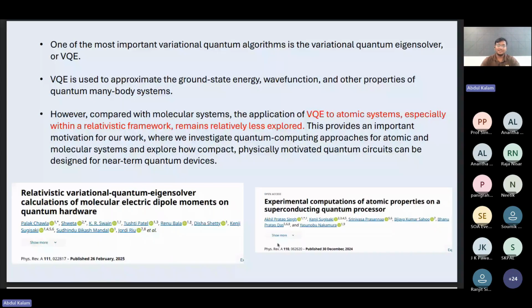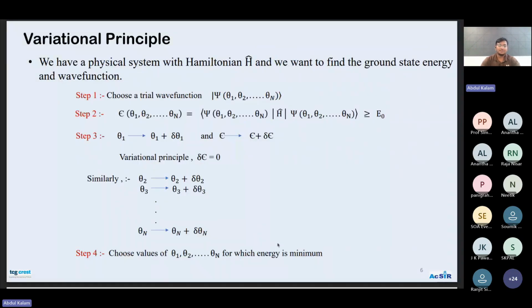As the name suggests, the variational quantum eigensolver is based on the variational principle, which we have all studied in quantum mechanics. We know the Hamiltonian of a system, but we don't know the wave function exactly. So we start with a trial wave function psi, which has some parameter theta. Then we calculate the expectation value, and it should be greater than or equal to the true ground state energy. To approach that, we change the parameters slightly, theta1 plus delta theta1, and then minimize. We do this again and again until we find the minimum energy, which we call the ground state energy.